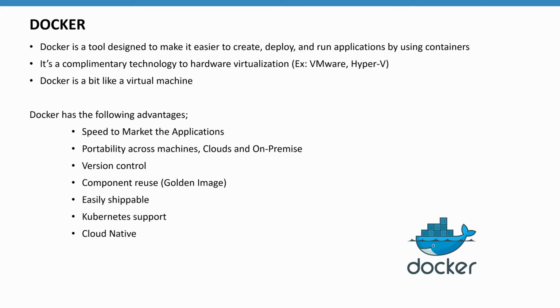Docker helps speed to market your applications using the DevOps process. It has portability across machines, multiple clouds, and on-premise. Efficient version control. As I mentioned before, it has reusability. Once you build a Docker image, you can use it across multiple machines and clouds without any modification. Easily shippable because of the light footprint. It is cloud native with Kubernetes support.